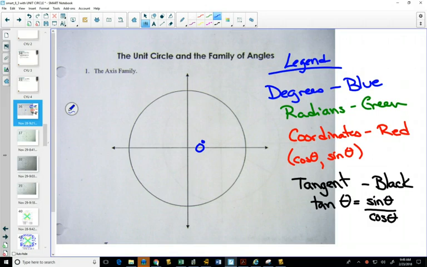So on this axis, does this make sense that this would be 90 degrees? On this axis, we'd get 180 degrees. This axis would go all the way to 270 degrees. And if we went all the way around, we'd also have 360 degrees.